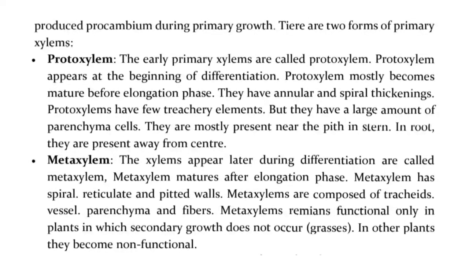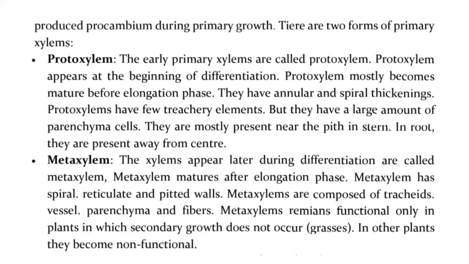There are two forms of primary xylems. Protoxylem. The early primary xylem is called protoxylem. Protoxylem appears at the beginning of differentiation. Protoxylem mostly becomes mature before the elongation phase. They have annular and spiral thickenings. Protoxylems have few tracheary elements, but they have a large amount of parenchyma cells. They are mostly present near the pith in stem. In root, they are present away from the center.